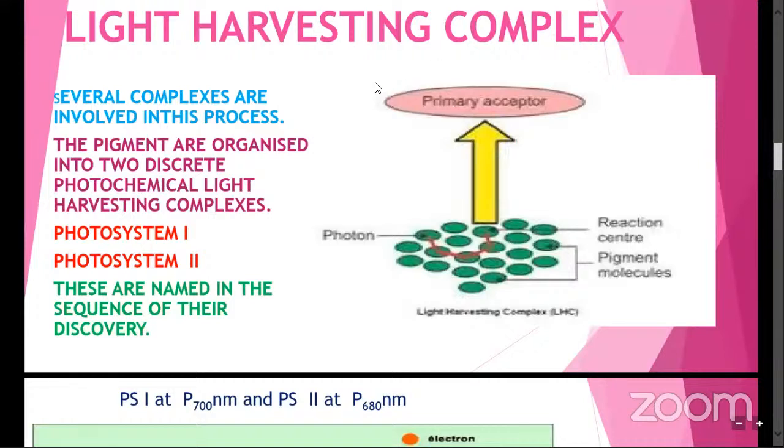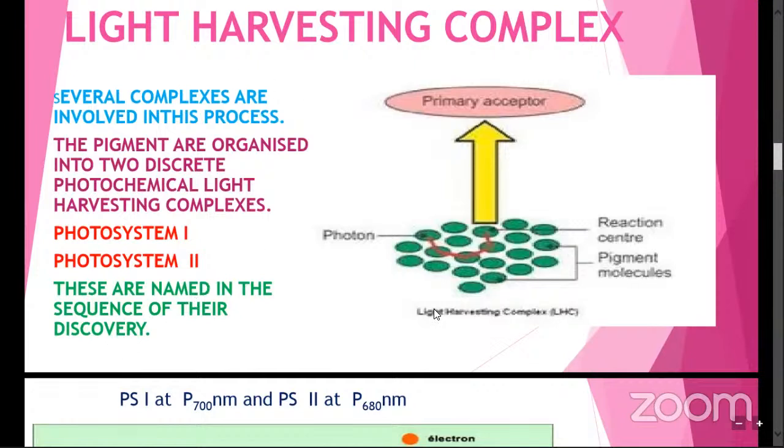Light harvesting complex. What does it mean? Several complexes are involved in this process, and the pigments are organized into two discrete photochemical light harvesting complexes. Those are photosystem 1 and photosystem 2. And these are named in the sequence of their discovery.